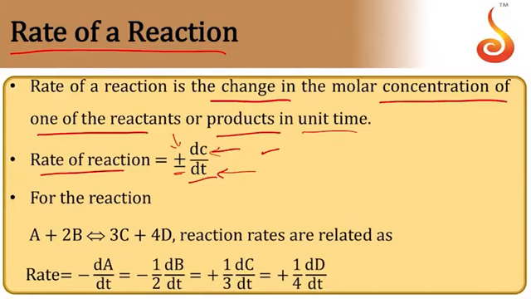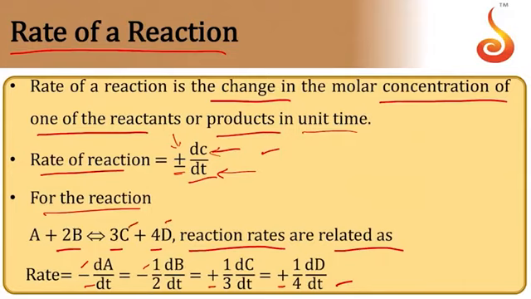Therefore, finally plus or minus dc by dt is used so that it includes both. Now, for a reaction A plus 2B giving rise to 3C plus 4D, the reaction rates are related as rate is equal to minus dA by dt, equal to minus 1 by 2 dB by dt, equal to plus 1 by 3 dC by dt, equal to plus 1 by 4 dD by dt. The minus signs are there with respect to reactants A and B, and plus signs are coming with respect to products C and D.